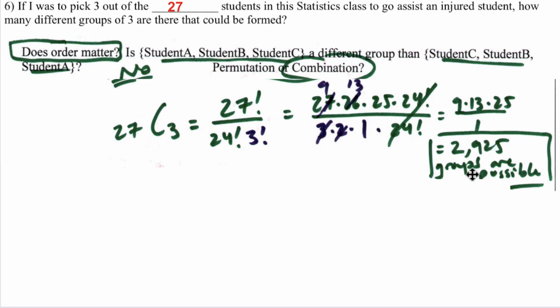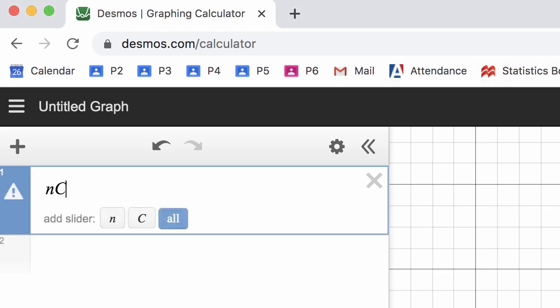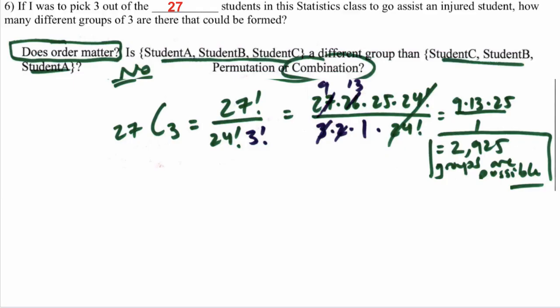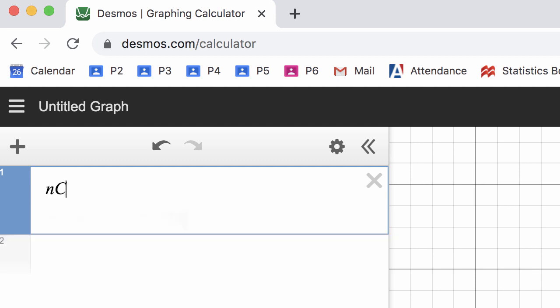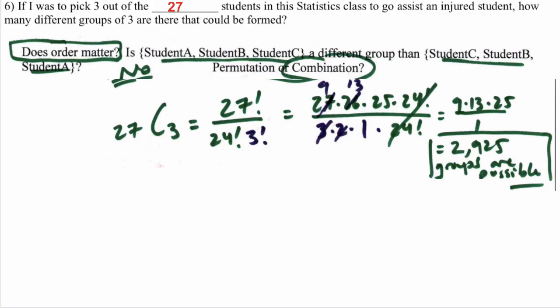We get 2,925 groups. Or you can go to Desmos and type in nCr, 27, 3. I'm sorry, 27, 3. 2,925 ways. All right.